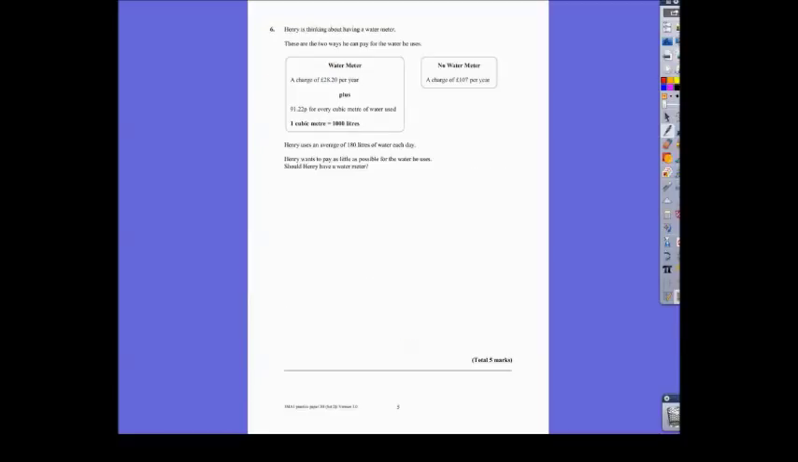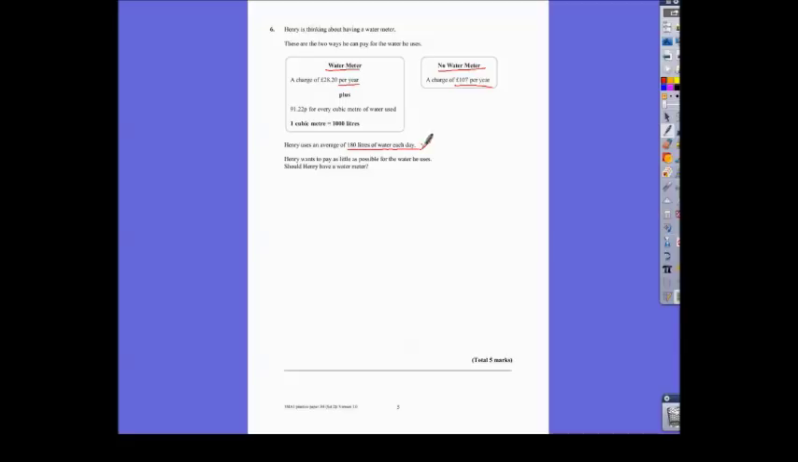Question 6. Henry's thinking about having a water meter. There are 2 ways he can pay for the water he uses, either with a water meter or with no water meter. So no water meter is £107 a year, and a water meter is all these different charges. It says Henry uses an average of 180 litres of water per day. Now these are all talking about per year, so we need to convert that in a second, and Henry wants to pay as little as possible, so which one should he get?